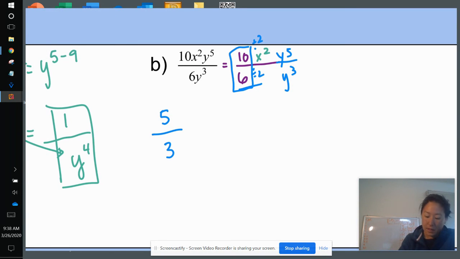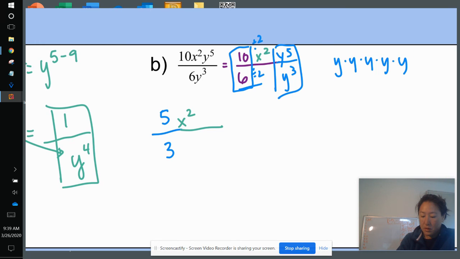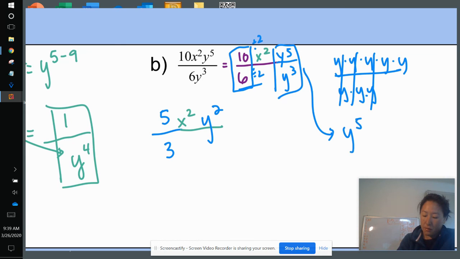The x squared has nothing to divide with it, so I just leave that. And then the y's, let's see. So the bases are being divided, so I can either expand it out, and then 1, 1, 1, and I'm left over with y squared. The other way I can do this is look at y to the fifth, move the 3 up, so to the minus 3 gives me y squared.